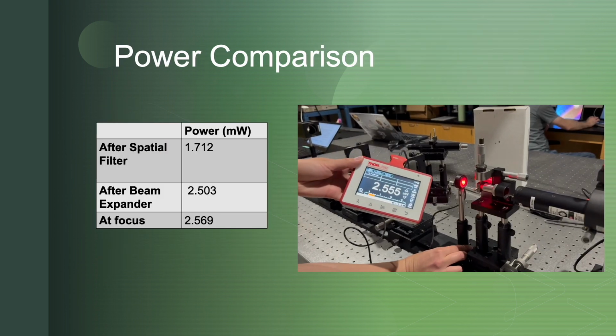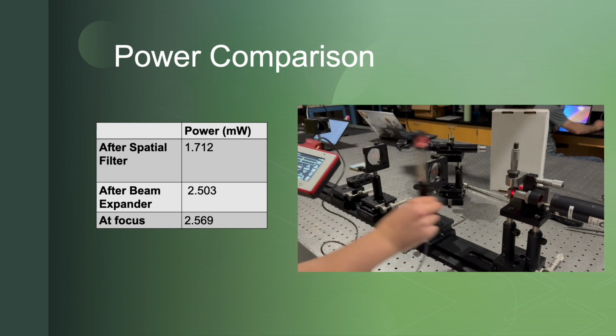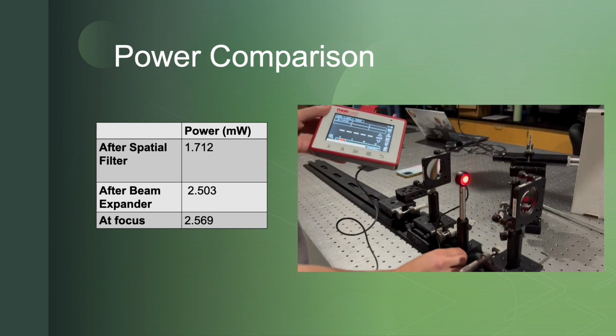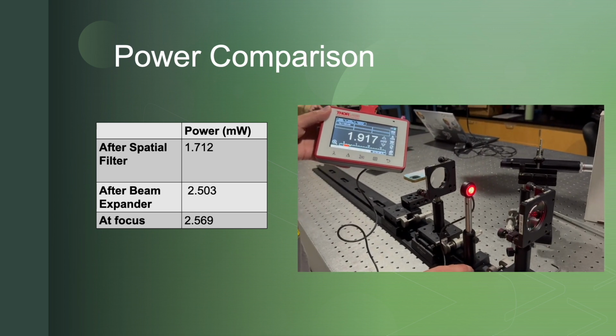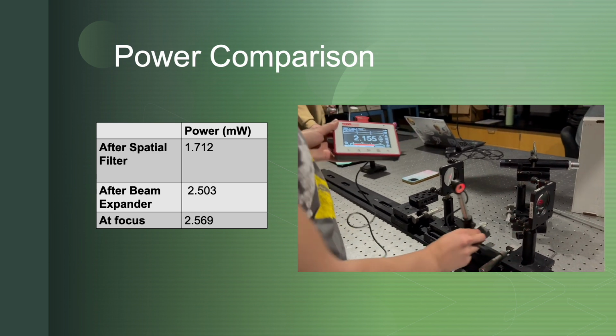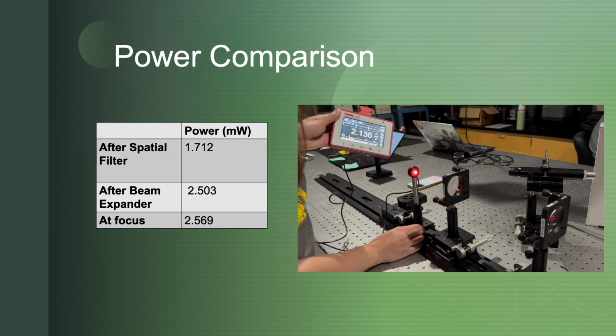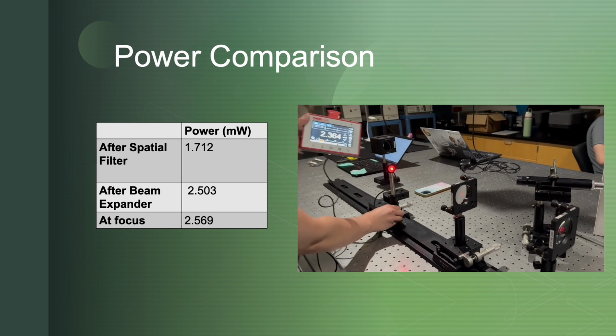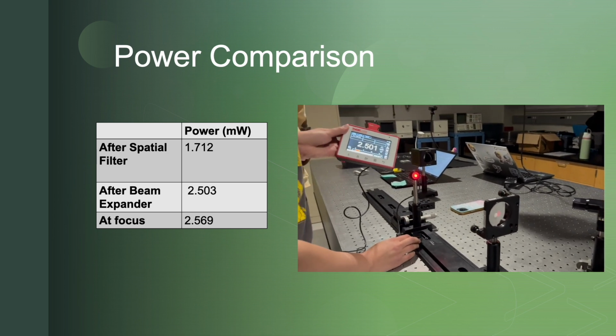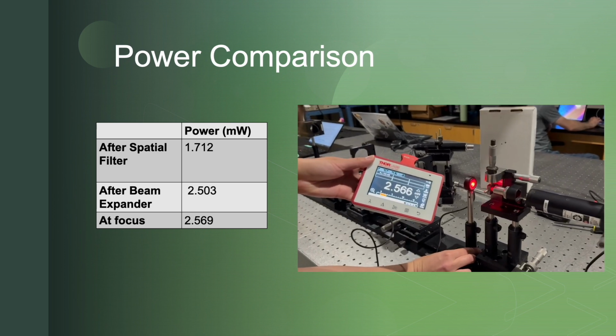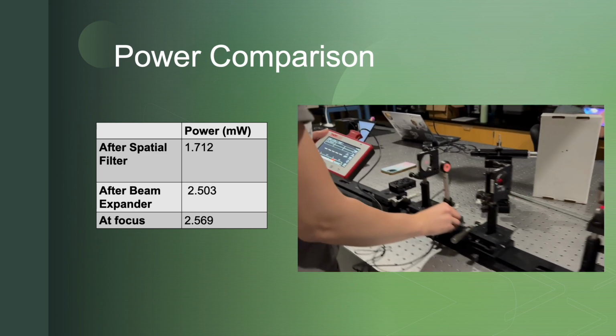After our spatial filter is properly aligned, we compare the laser power at several key points in the system. After the spatial filter, we measured a power of 1.7 milliwatts. After the beam expander, the power increased to 2.5 milliwatts, and at the focus point within the beam expander, it peaked at 2.569 milliwatts. This increase confirms that the spatial filter was properly aligned and that minimal power was lost, suggesting that the majority of the Gaussian beam's energy passed through the pinhole.